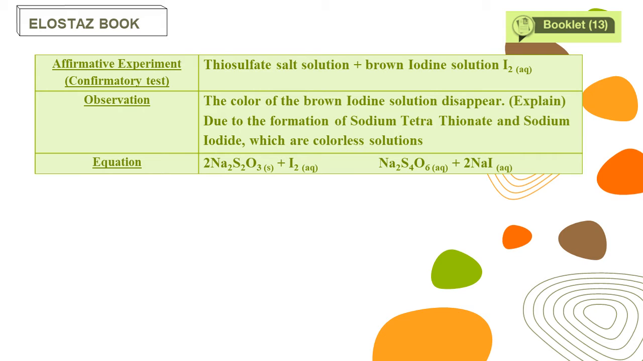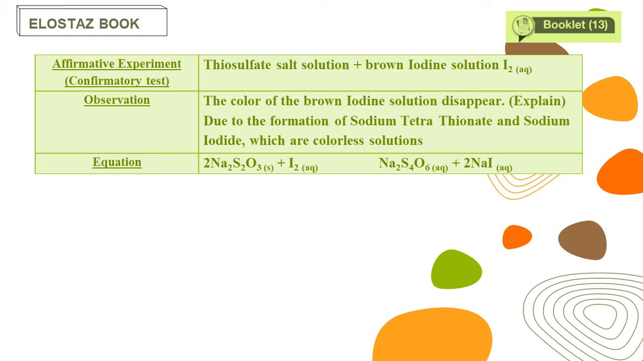At first, if we have the iodine solution, I2 aqueous solution, and we have the thiosulfate salt solution like sodium thiosulfate, Na2S2O3, which is a solid. After adding iodine solution, we will get at the end what? We will have sodium tetrathionate and sodium iodide, due to formation of sodium tetrathionate and sodium iodide, which are colorless solutions.